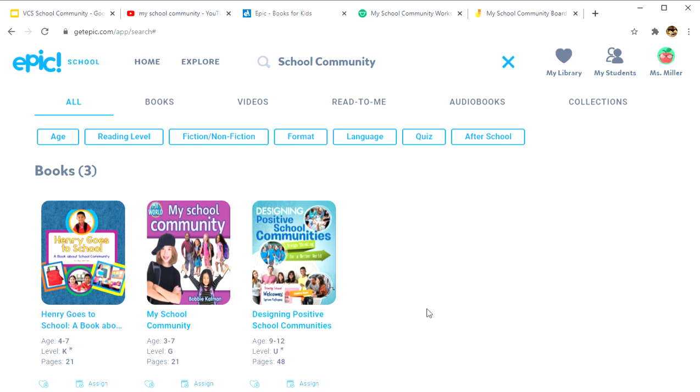So you could use this remotely. You could also use it blended in the building as a whole group activity. Students can be independent using an iPad or a tablet. You could also look at the book, utilize the pages, and create your own words based on the pictures that are in the story.